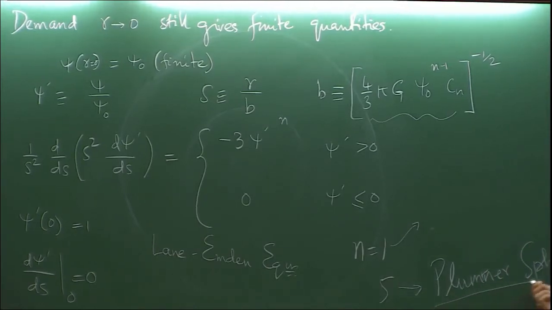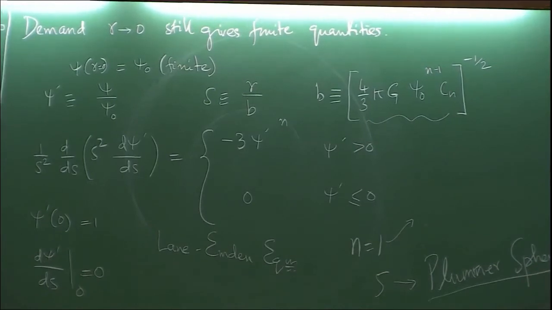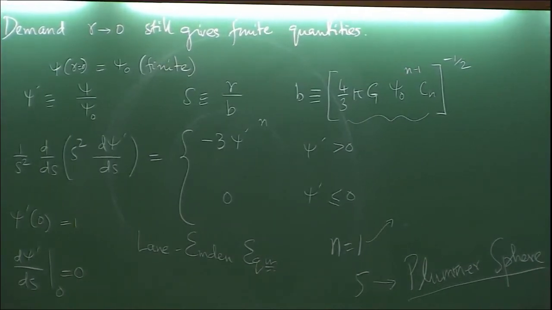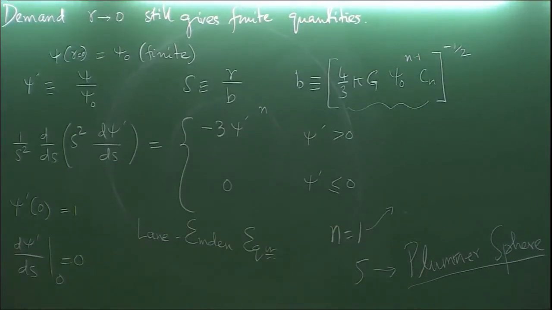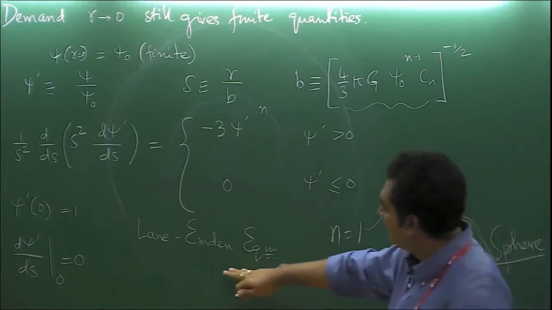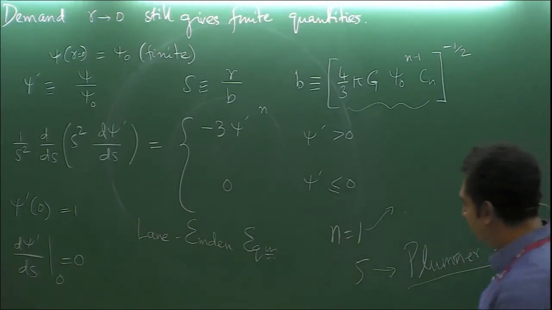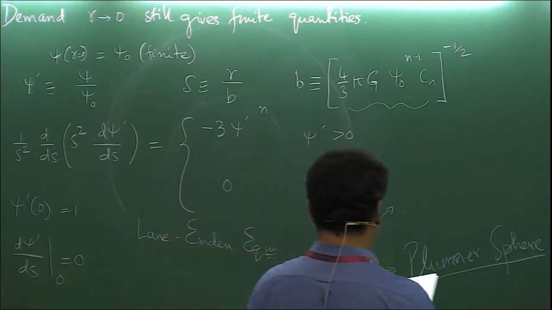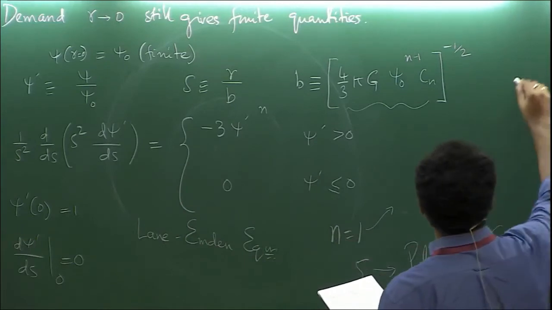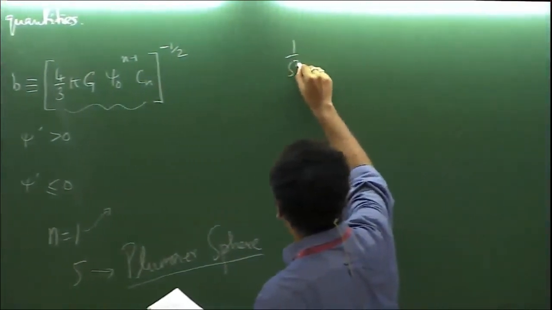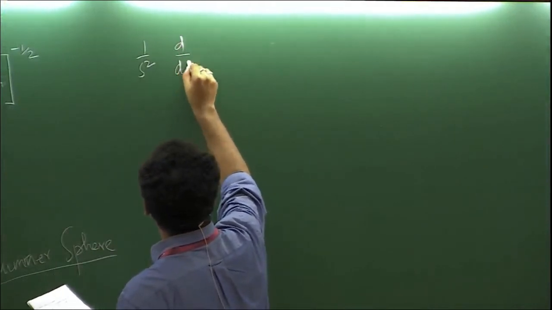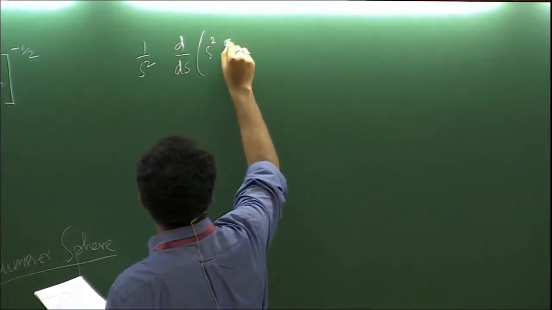So Plummer defined some density distribution, mass enclosed, and potential distribution based on the observed properties of galaxies. And it turns out that in the Lane-Emden equation for n equals 5, that's what leads to that kind of a distribution. So if n equals 5, we can write down 1 over s squared d/ds of s squared.